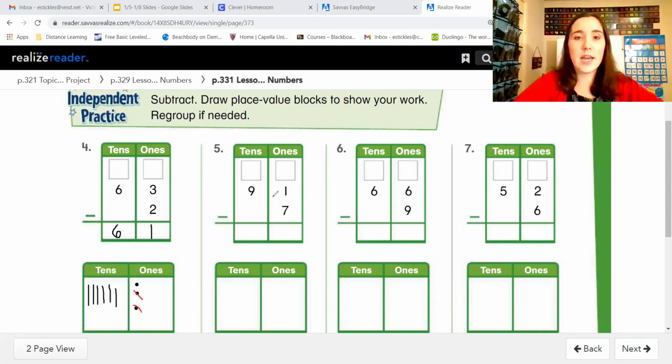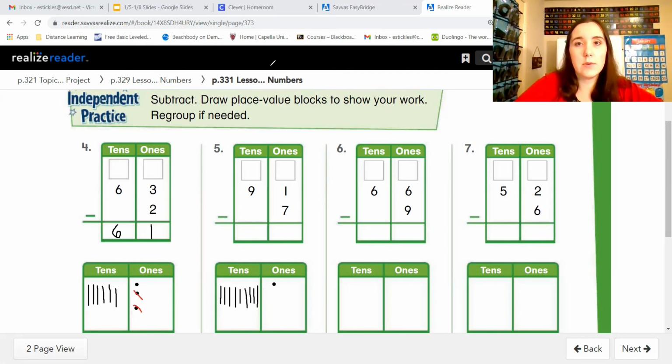Okay, so number 5 is 91 minus 7. So I'm going to draw out 91 in place value blocks. So there's 9 tens. 1, 2, 3, 4, 5, 6, 7, 8, 9. Okay, and then there's just 1 one in 91.